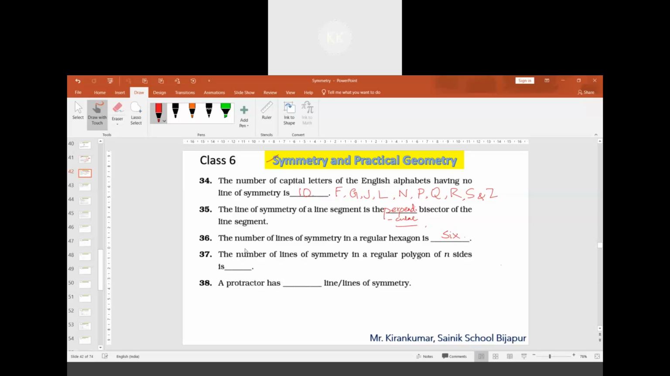37th question: the number of lines of symmetry in a regular polygon of n sides is... N, sir. When you observe, if a six-sided regular polygon is there, it will have 6 lines of symmetry. So if n sides are there, n number of lines of symmetry will be there. 38th: a protractor has dash line or lines of symmetry. We have discussed, it is in the shape of the letter D. One line of symmetry, sir. There will be only one line of symmetry.